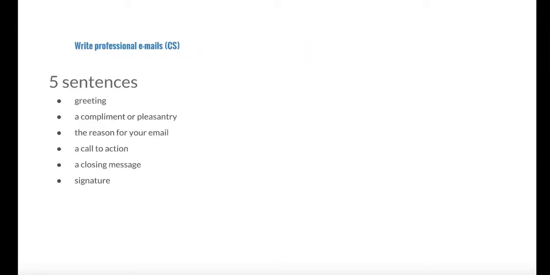Write professional emails. Most professional emails are 5 sentences long, and they consist of a greeting. So, addressing the person, saying good morning, good afternoon, or maybe saying, dear Mr. this. And then you start with a compliment or pleasantry, like, I hope you're doing well, or I hope you're having a good day. Then you talk about the reason for your email. So get right into the main point. Then a call to action, maybe what you need from them.